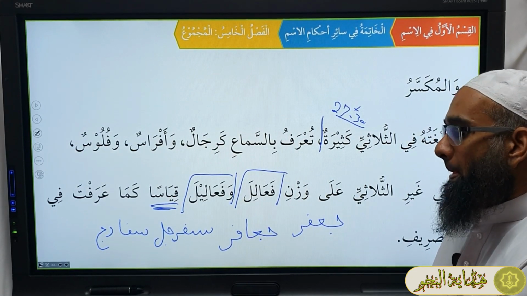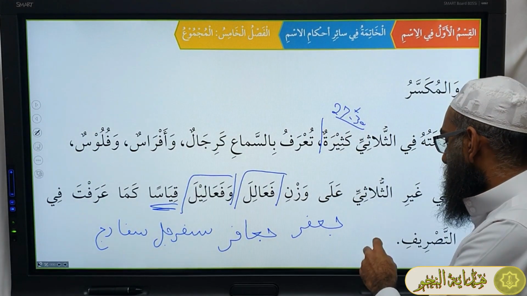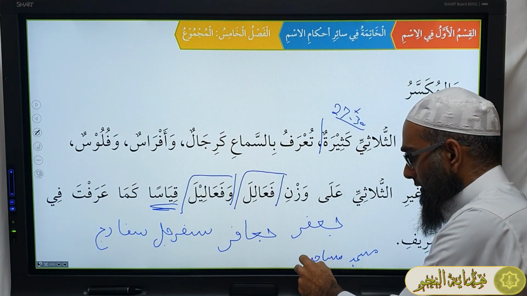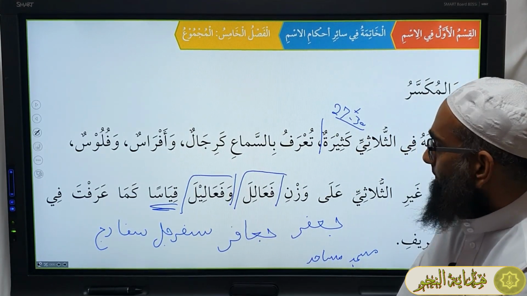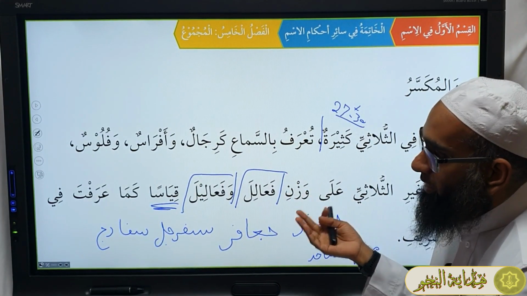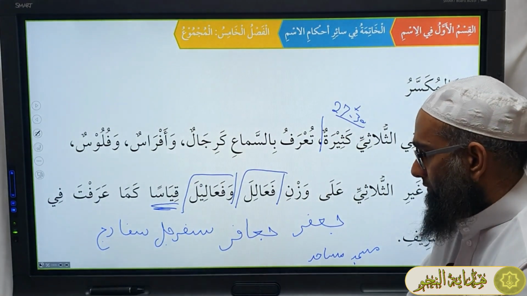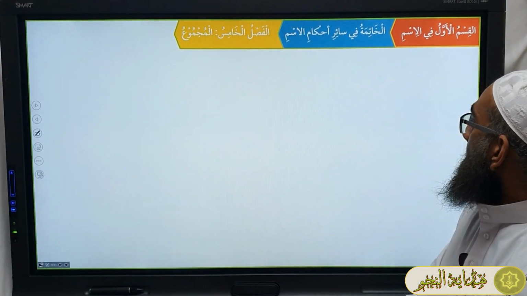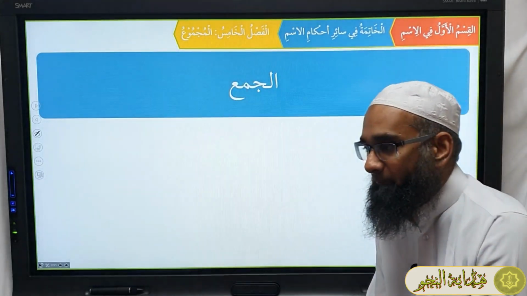Yes? Masjid becomes masajid. Miftah, mafatih. So the 3-letter words, you have to learn them by heart. If it's more than 3, then there's a qiyas, fa'alil or fa'alil. Okay? Got it?